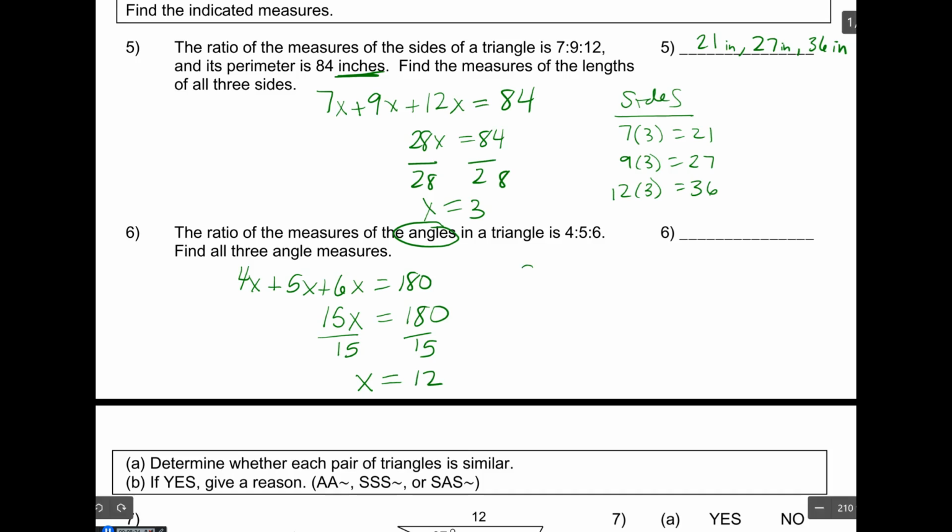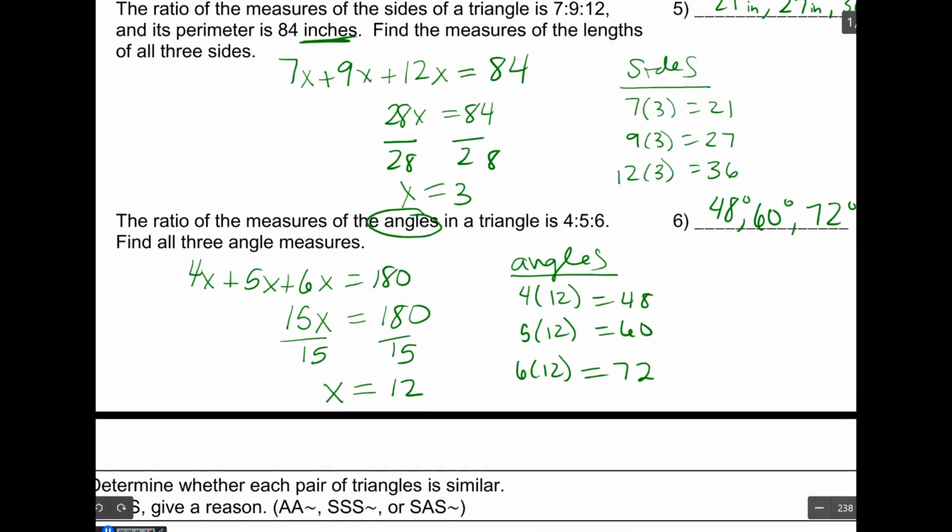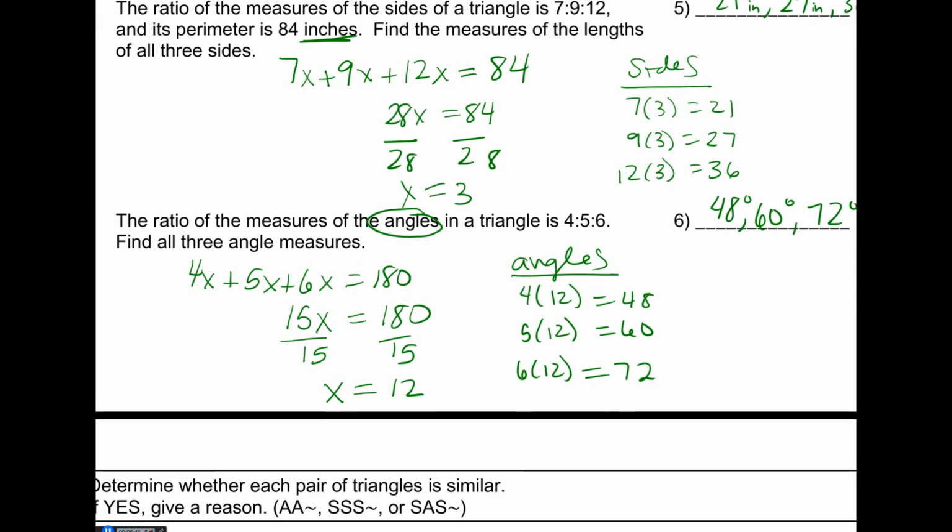Alright, so if I want to find my angle measurements, I take 4 times 12, 5 times 12, 6 times 12. And those are my degrees. So I come up here and when I write it, I make sure to include my degree. Cool. Alright, I feel you guys are pretty comfortable with that because we didn't really mess this up on the quiz. So that was good job. Yay.